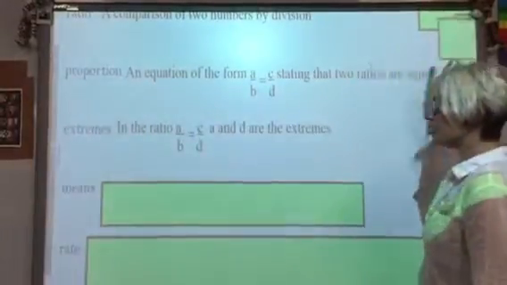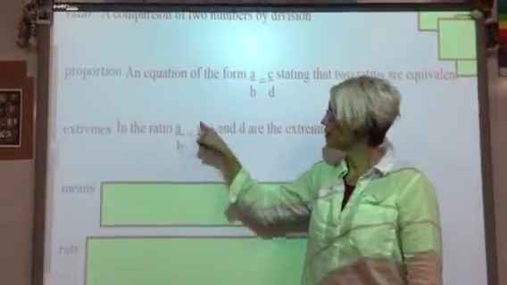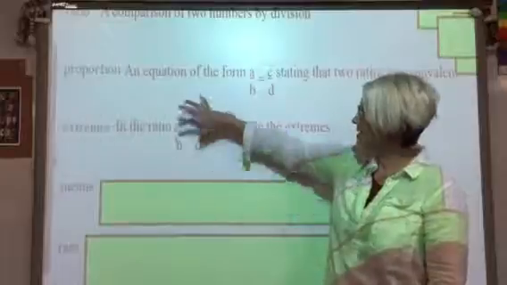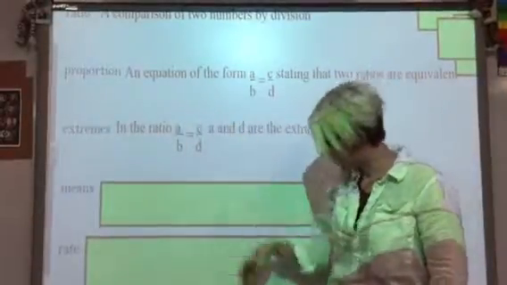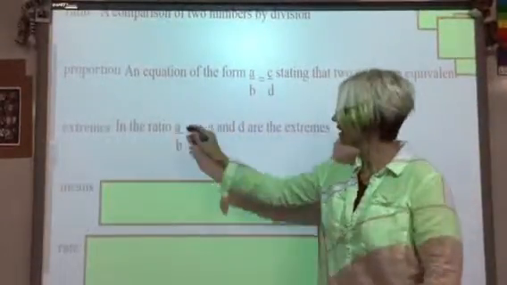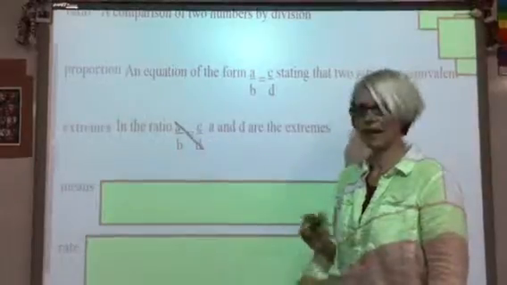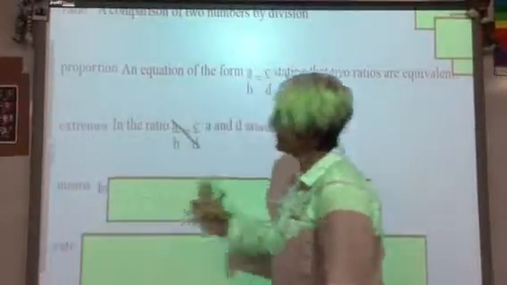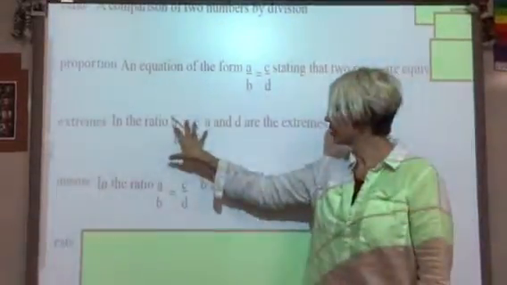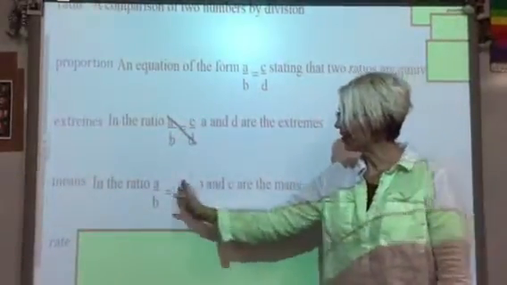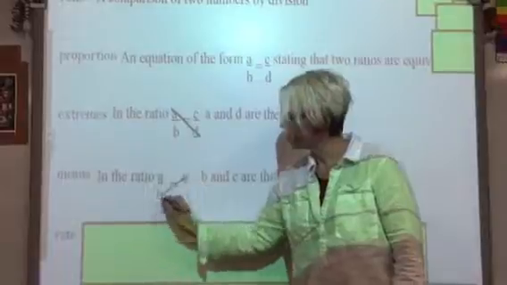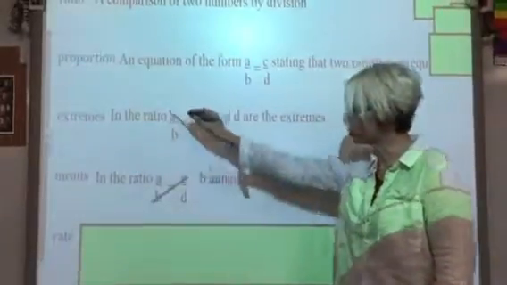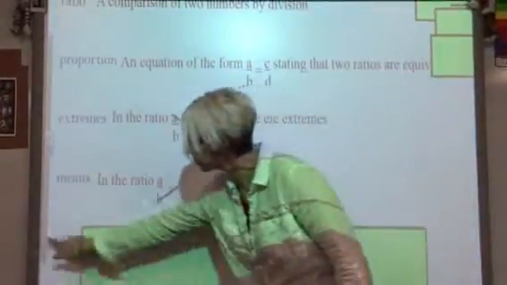The extremes in the ratio A over B equals C over D: A and D are the extremes. If you think of making an X, you would start here to make an X. Those are the extremes, the beginning of your X. The means in the same ratio, B and C, are the means. So the second part of your X would be your means. So extremes come first, then means.